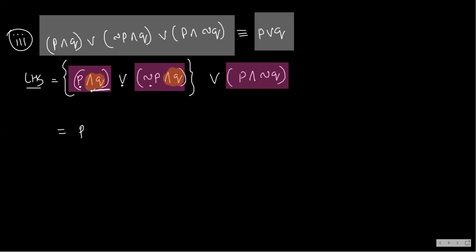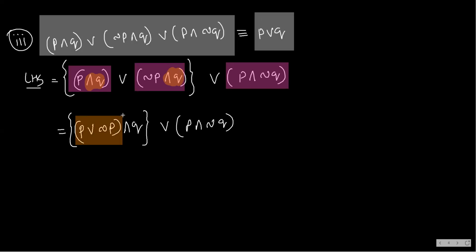You check this because I'm taking this common. So I will get here P or negation P in a bracket conjunction Q, bracket closed, and P and negation Q. Then now see P or negation P. What is P or negation P equal to? You know, P or negation P is always true.